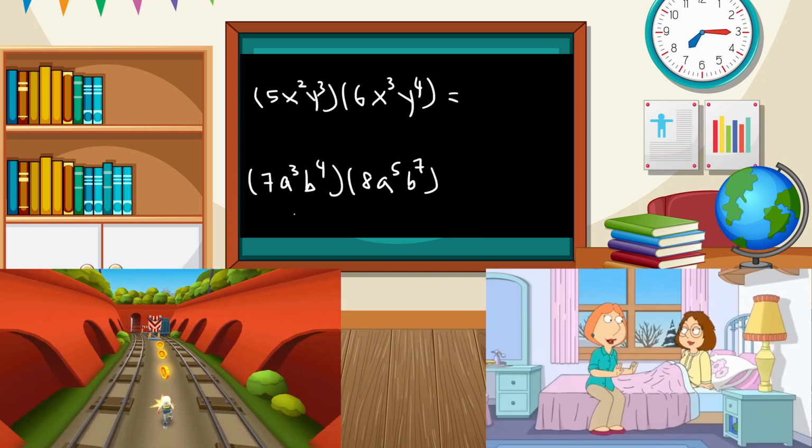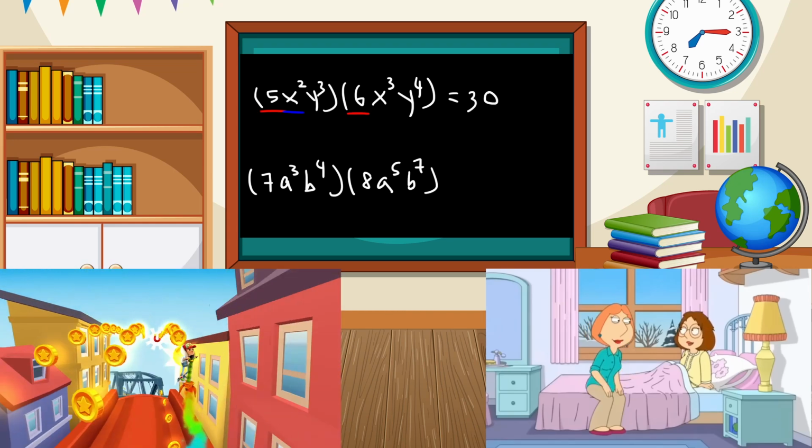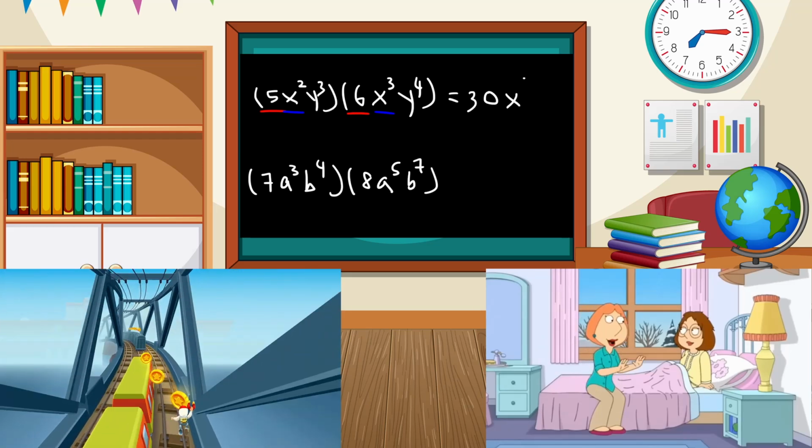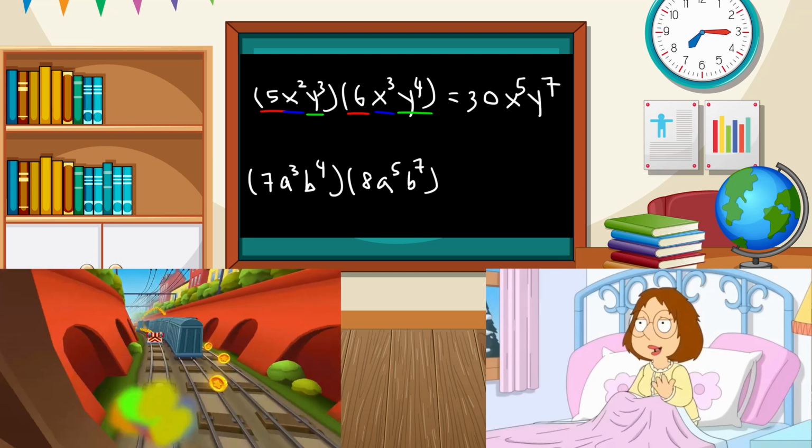So the first one, we're going to multiply 5 times 6. 5 times 6 is 30. And then we have x squared times x cubed, so 2 plus 3 is 5. So that's going to be x to the 5th power. And then y cubed times y to the 4th. 3 plus 4 is 7. And so it's y to the 7th power.